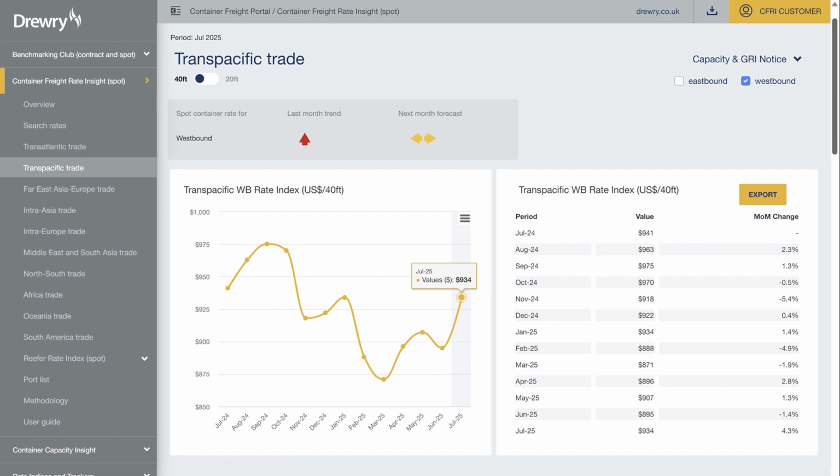It's important to note in this particular trade you can select either eastbound or westbound information and analysis. In this example we have westbound and 40-foot container selected.